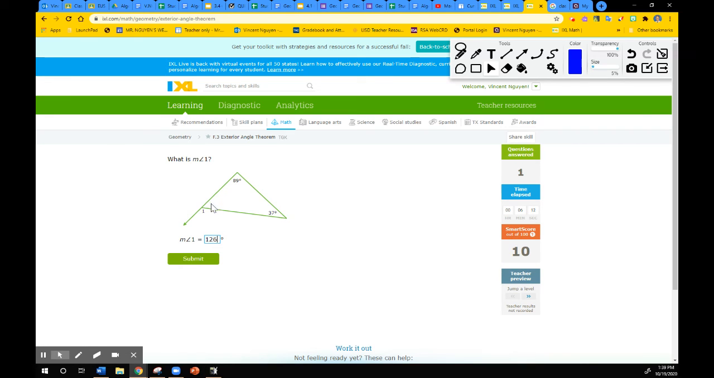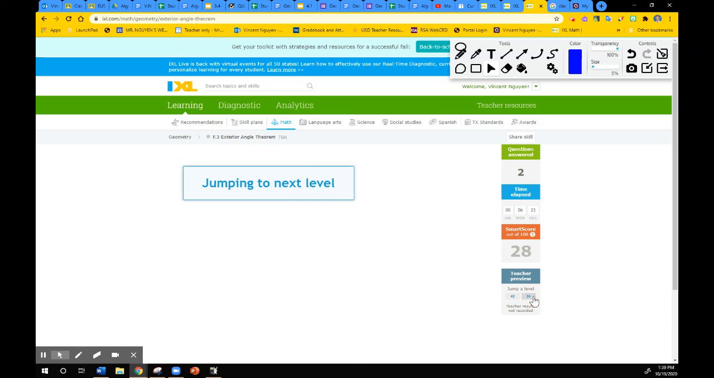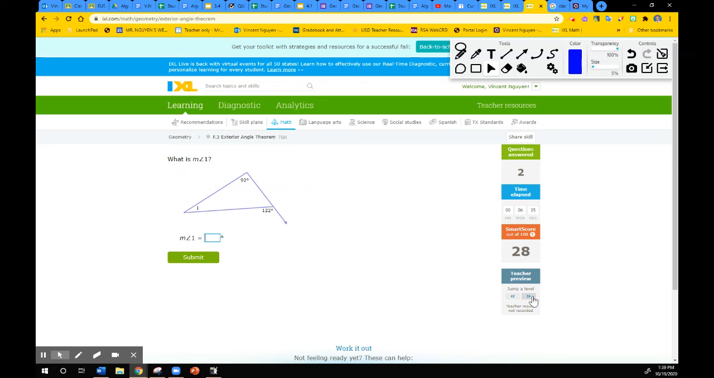To find this angle, just subtract that 126 from 180, just like what we did on the last practice. Okay, the last activity. Let's jump level so we can see some more complex ones. All right, this one is the reverse.